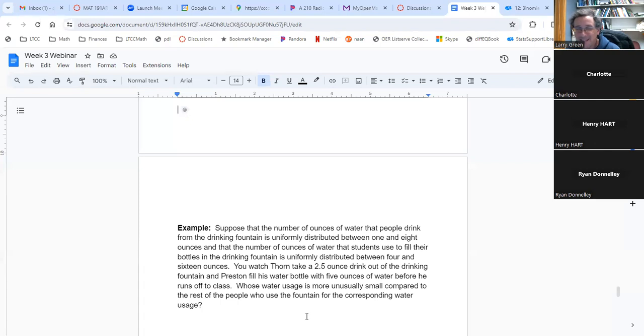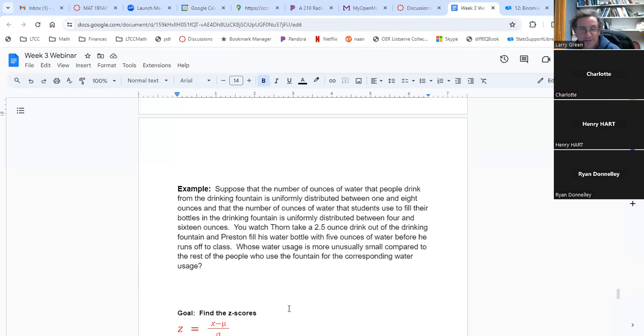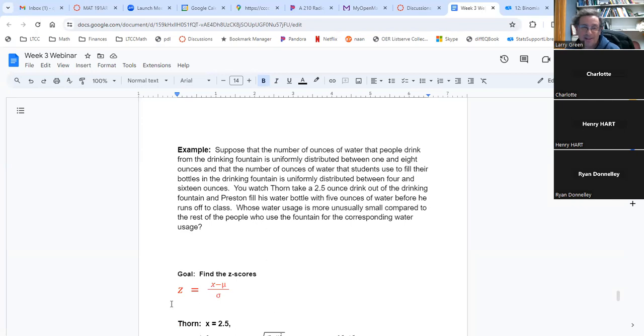Yeah, we need the mean. And what else do we need? We need the standard deviation. And we need one more thing, actually. We need the value of X. So we need 3 things. So to find the Z-score, we're going to use X minus mu over sigma. We need X, we need mu, and we need sigma.